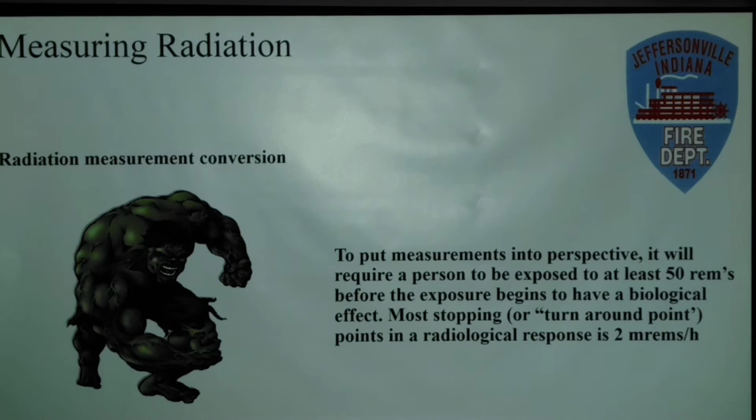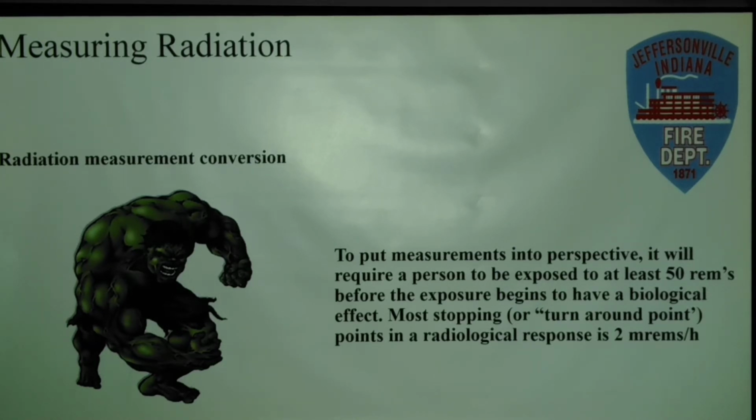To put measurement in perspective, it would require a person to be exposed to at least 50 rems before the exposure begins to have a biological effect. Most stopping points or turnaround points, and when we talk about turnaround points, those are recommended stopping points when you're searching out radiation, meaning going no further unless there's rescues involved, are at 2 millirems per hour.